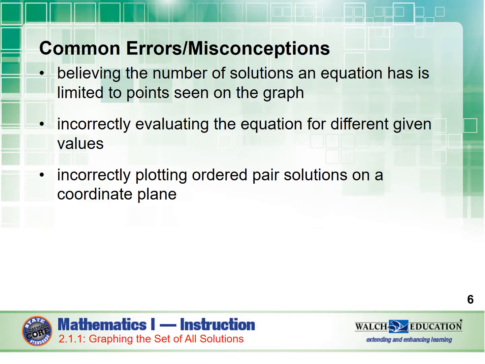Common errors and misconceptions with doing this are believing the number of solutions an equation has is limited to the points you see on the actual graph. Incorrectly evaluating the equation for different given values, so if you plug something in wrong and you mess up how you use your integers. Incorrectly plotting ordered pair solutions on a coordinate plane, so accidentally plotting x as y, or accidentally plotting y as x, or accidentally plotting a negative when it should be a positive.